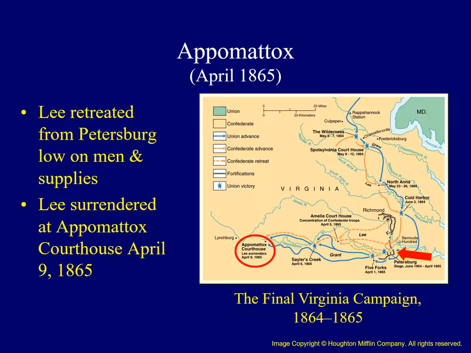The battles involving Grant and Lee continued into 1865. As Lee retreated from Petersburg, he had few supplies and only 35,000 men. Grant's troops continued their assaults, and the end finally came for Lee when he was forced to surrender at Appomattox Courthouse in April of 1865.